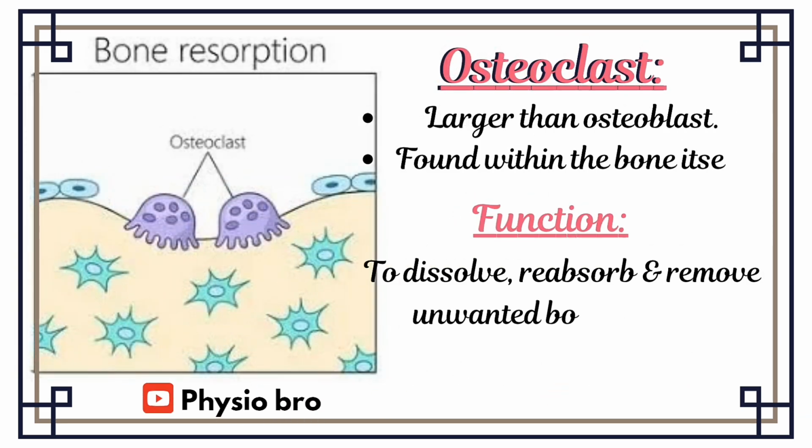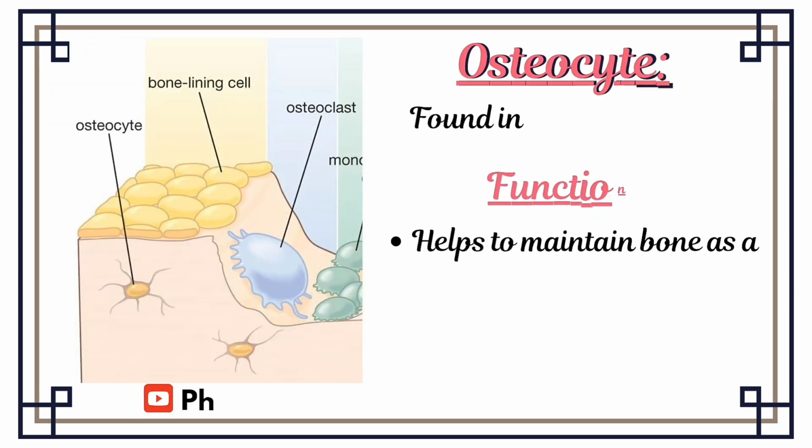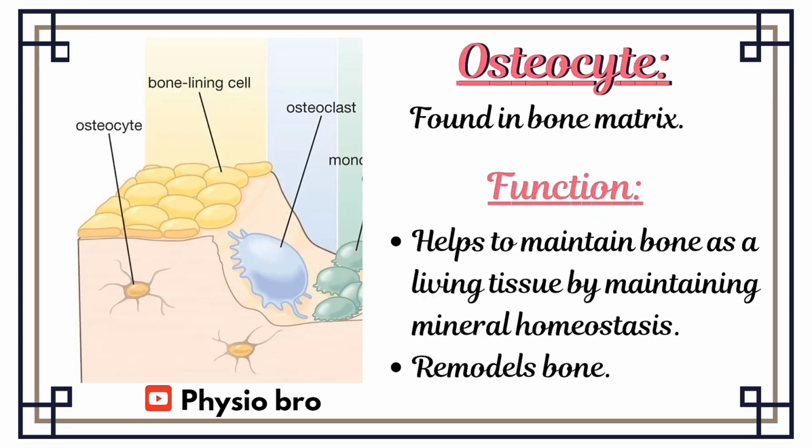Osteoclast. Osteoclast cells are larger than osteoblast cells. It is found within the bone itself. Functions of osteoclast cells. It helps to dissolve, reabsorb and remove unwanted bone tissues. Osteocytes. Osteocytes are found in bone matrix. Osteocytes help to maintain bone as a living tissue. By maintaining mineral homeostasis, it helps in remodeling bone.